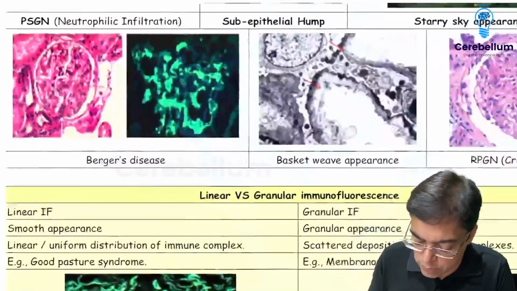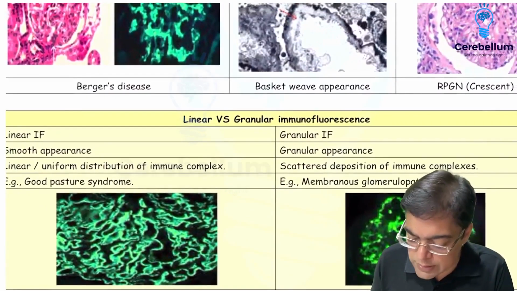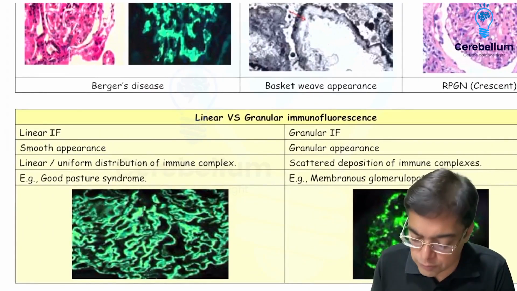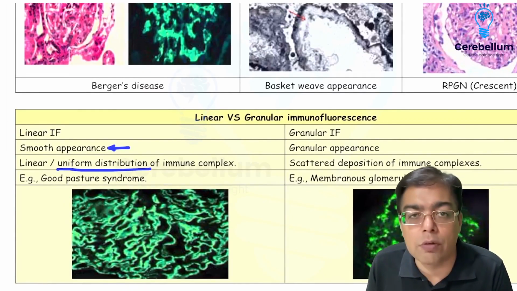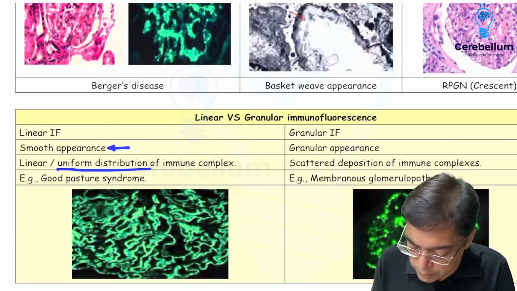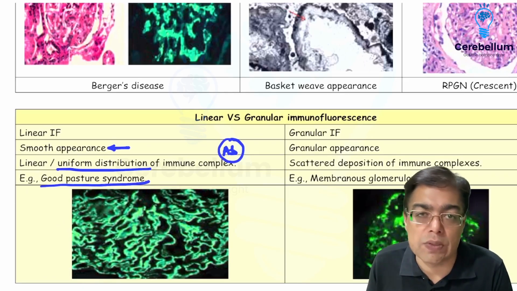Any question that makes a mention of immunofluorescence is sometimes confusing for students. So let us clarify this: if you have linear immunofluorescence, that is going to have a smooth appearance, and this is associated with a uniform distribution of the immune complexes. This condition is mainly associated with the deposition of pathogenic antibodies. So it is quite characteristically seen in a patient suffering from Goodpasture syndrome.